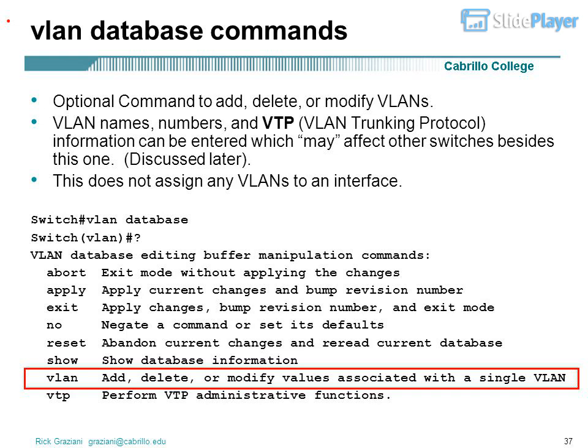VLAN database editing buffer manipulation commands. Abort: exit mode without applying the changes. Apply: apply current changes and bump revision number. Exit: apply changes, bump revision number, and exit mode. No: negate a command or set its defaults. Reset: abandon current changes and reread current database. Show: database information. VLAN: add, delete, or modify values associated with a single VLAN. VTP: perform VTP administrative functions.